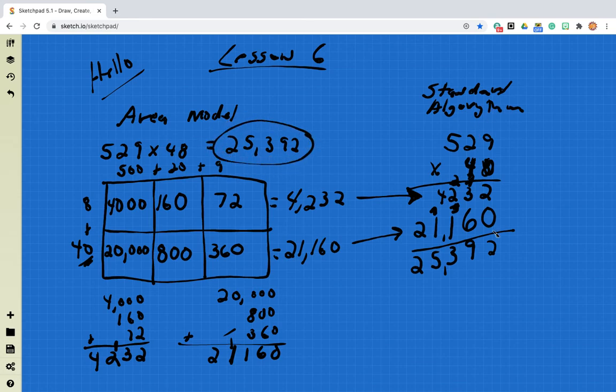Now, once you get the hang of this, once you feel comfortable doing this, you'll throw rocks at the area model. This will be so much more fast and efficient. We just need to spend the time this year getting really good at this. Lesson 6 is just more of this, more practice, so give it a try.